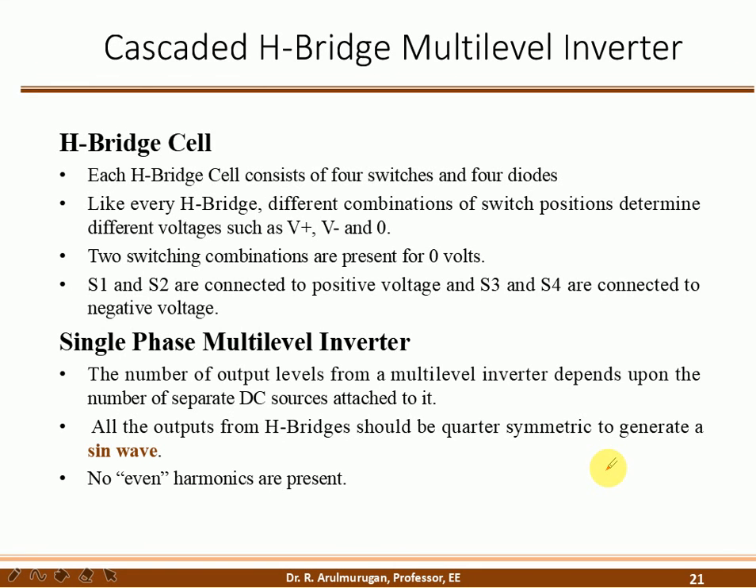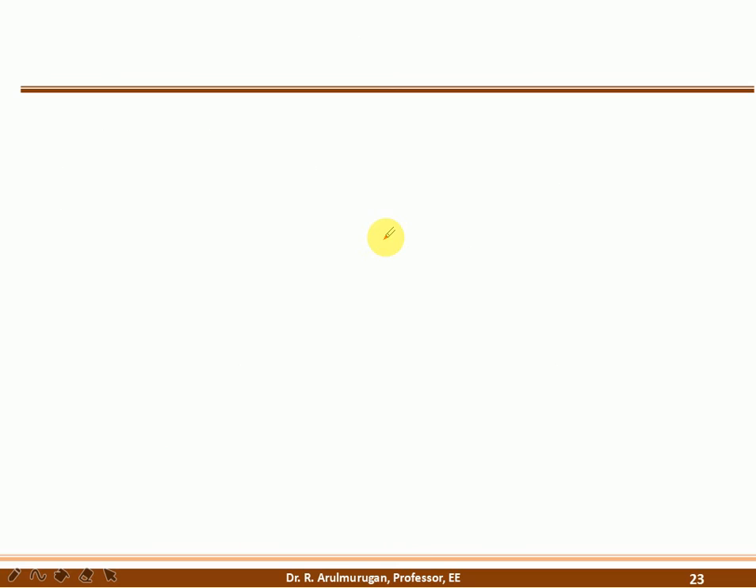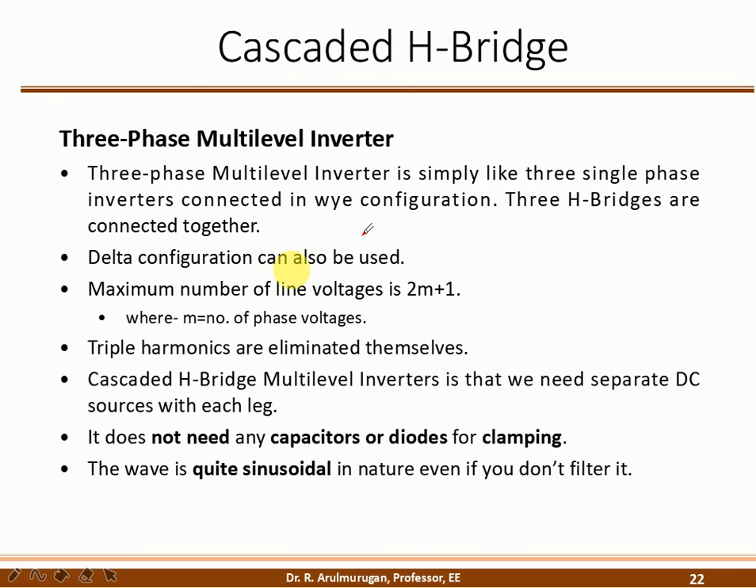Next is the cascaded H bridge multi-level inverter. It is very simple. Cascade means connected in series. Take 3 inverters connected in series: the first output goes to the second input, the second output to the third input, and the third output comes directly as the output. This is how you develop the H bridge inverter, the simplest one.